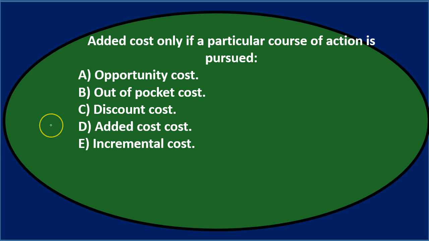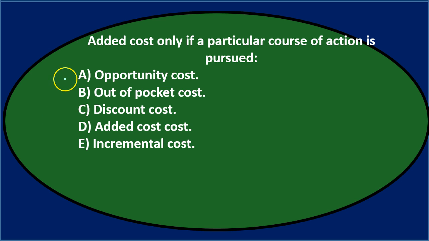Next question. Added cost only if a particular course of action is pursued, either A, opportunity cost, B, out-of-pocket cost, C, discount cost, D, added cost, or E, incremental cost. Let's go through this again using the process of elimination. Added cost only if a particular course of action is pursued.